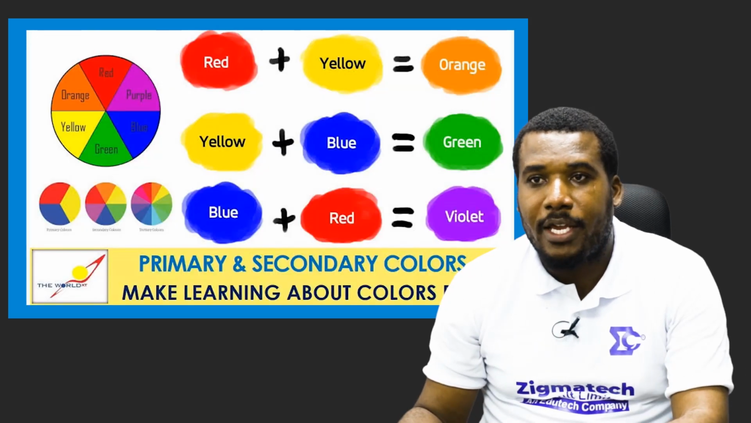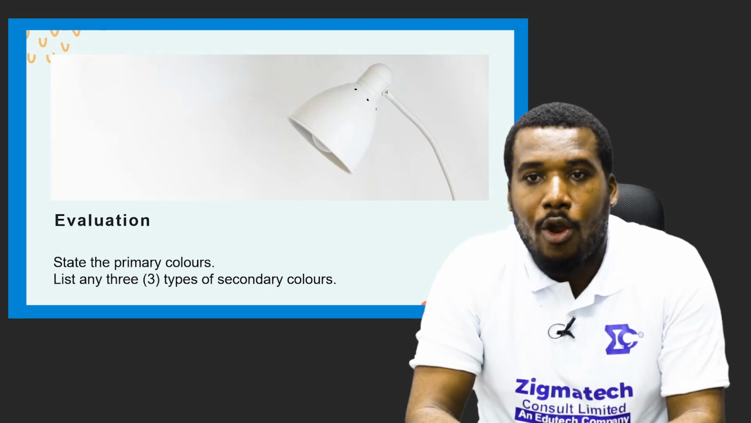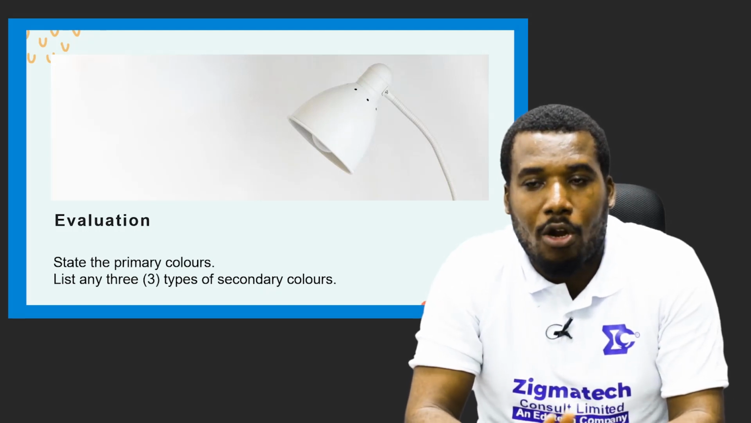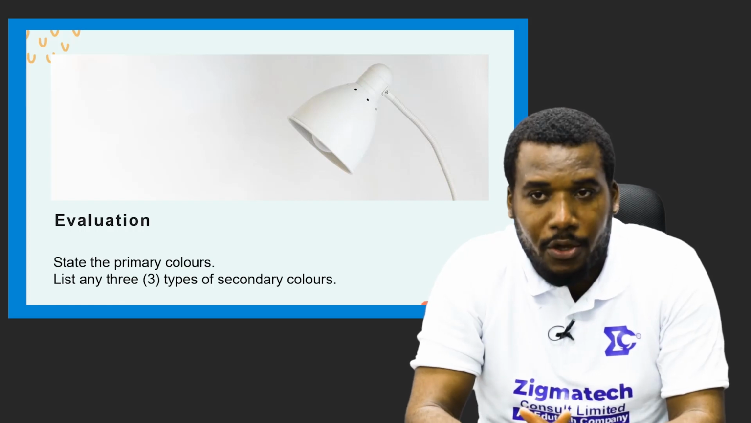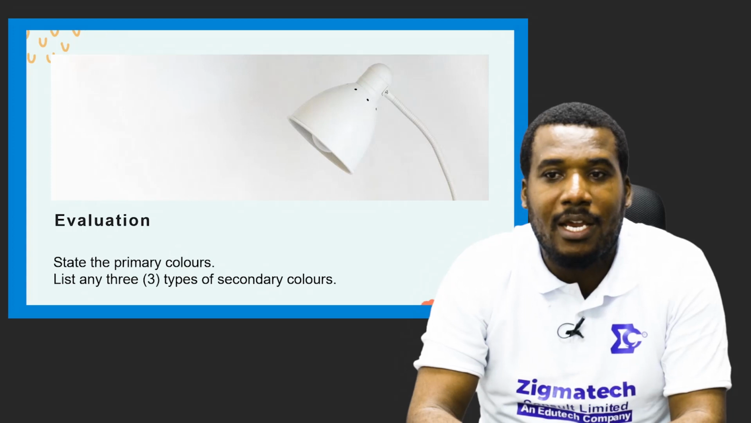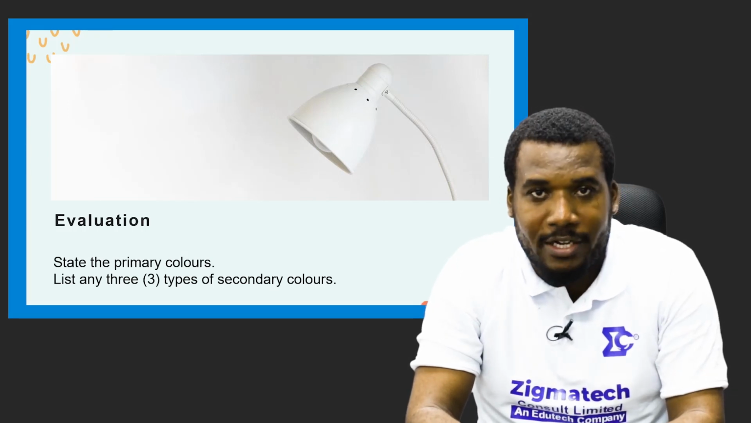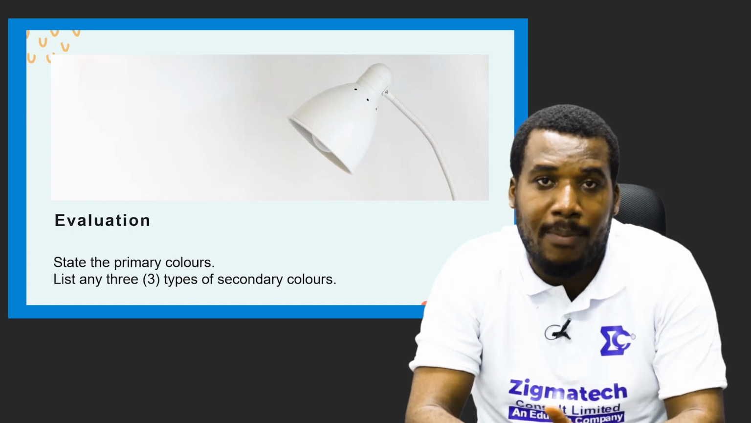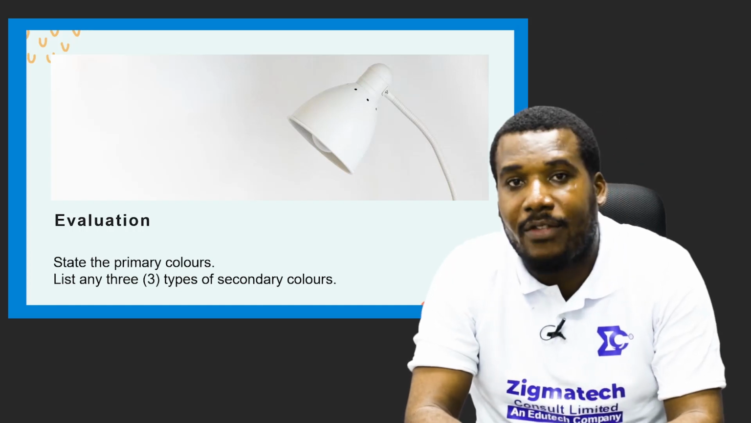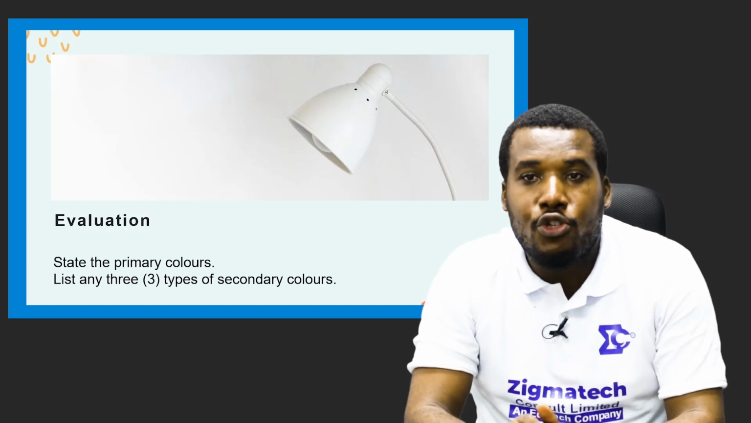Okay, we've touched on this already. Our evaluation for today, number one, state the three basic primary colors that we have mentioned here, and list any three types of secondary colors. Now, there are so many secondary colors out there, albeit we mentioned just about four or five of them. Please list three secondary colors you know of.